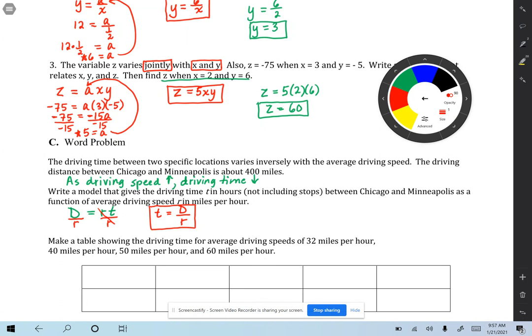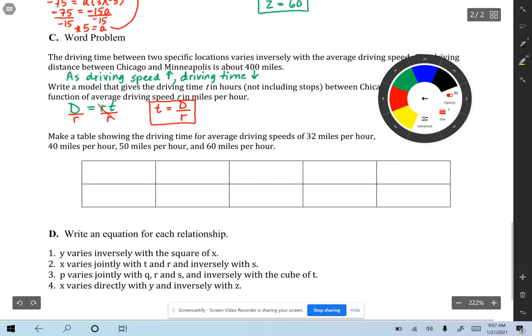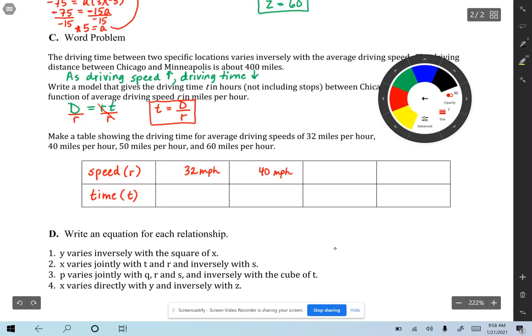Make a table showing the driving time for average driving speeds of 32 miles per hour, 40 miles per hour, 50 miles per hour, and 60 miles per hour. So we are going to put here speed, and speed, remember, is our rate, and here time, t. So we want to make a table for 32 miles per hour, 40 miles per hour, 50 miles per hour, and 60 miles per hour.